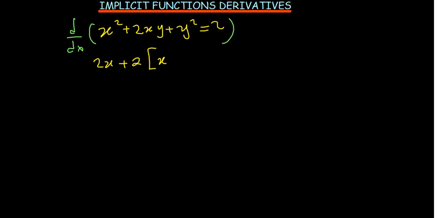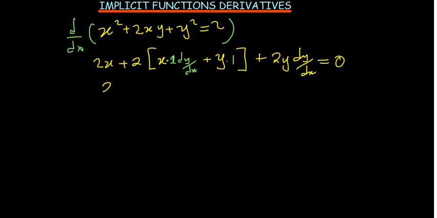Whenever you're differentiating just x or just y, you get a 1, but every time you differentiate y, you add dy over dx. And then plus, this time I'm going to maintain y and find the derivative of x, and that is going to be a 1. Then we close the bracket. Plus the derivative of y squared, that is 2y, and every time we differentiate y, we add dy over dx. That is equal to the derivative of a constant, which is 0.